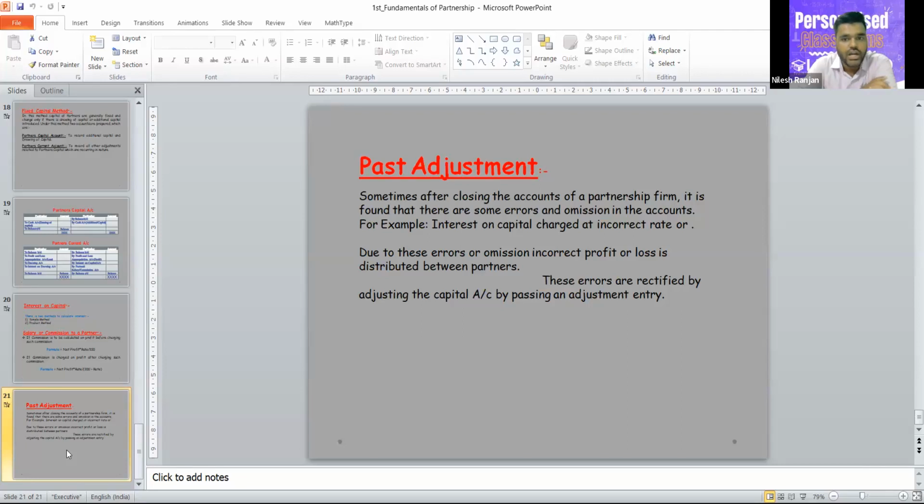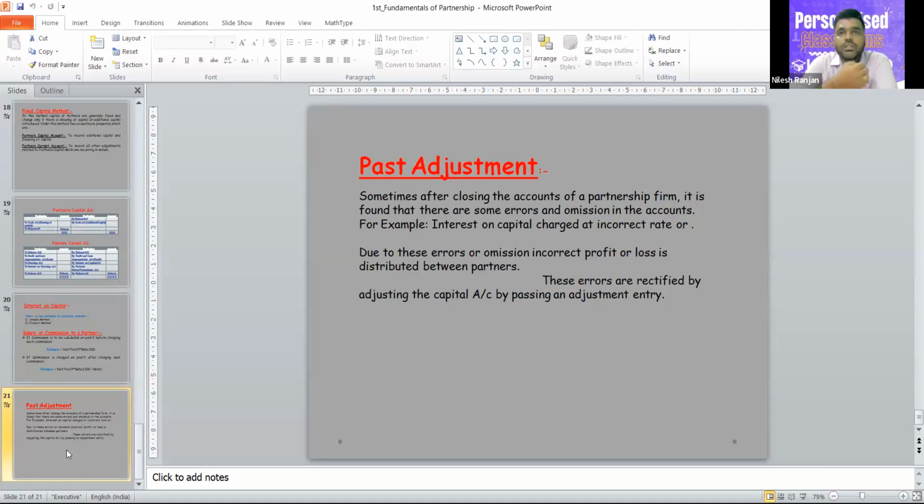Interest on capital charged at incorrect rate. Okay, so there can be various types of omission or error, like interest is omitted, not charged, interest on drawing or capital or loan is not charged. There is some salary or commission which is not given to partner. So these are kinds of omission.